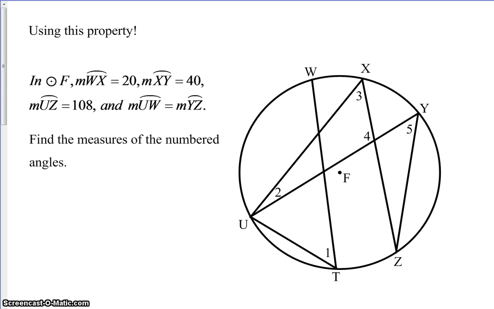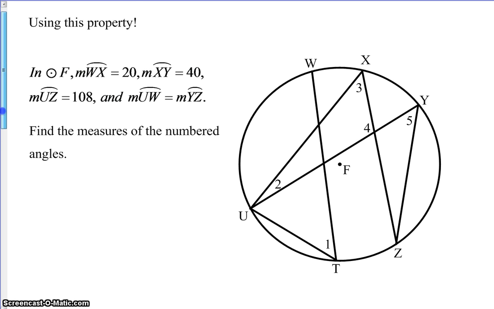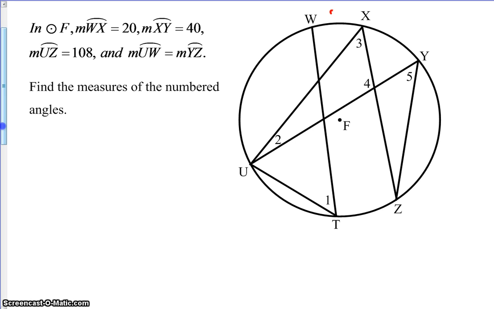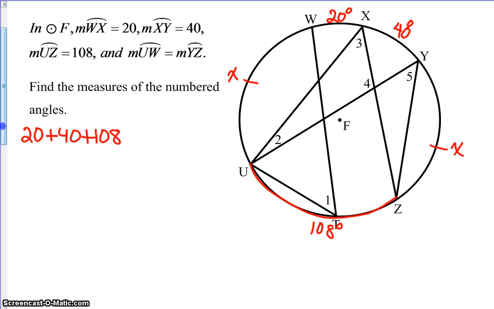We have an example with lots of wonderful arcs on it. The first thing we should do is go in and mark the information we know. We know that arc WX is 20 degrees, arc XY is 40 degrees, arc UZ, that's all the way through T, is 108 degrees, and we know that the other two arcs are congruent to each other. Don't know what they are, so I'll call each of them X. Now I know that all the arcs around the circle add up to 360, so 20 plus 40 plus 108 plus 2 X's equals 360.